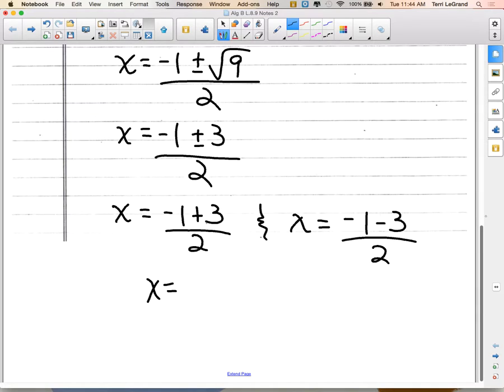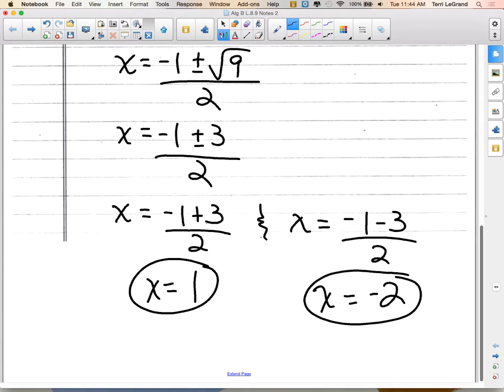What's that one? Negative 1 plus 3 is 2. 2 divided by 2 is 1. There's one of our solutions. Negative 1 minus 3 is negative 4. Negative 4 divided by 2 is negative 2. So we have our 2 solutions that we predicted. There should be because our discriminant was positive. Okay, let's go check it out on the graph calculator. So check this out.